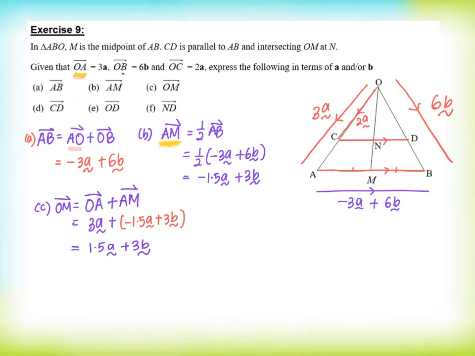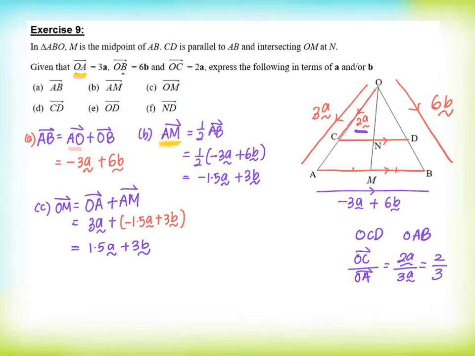Next one, part D. I'm going to find CD. How am I going to find CD? I know that triangle OCD is similar to triangle OAB. If the ratio of OC to OA, OC is given to be 2A and OA to be 3A, that means the ratio will be 2:3.